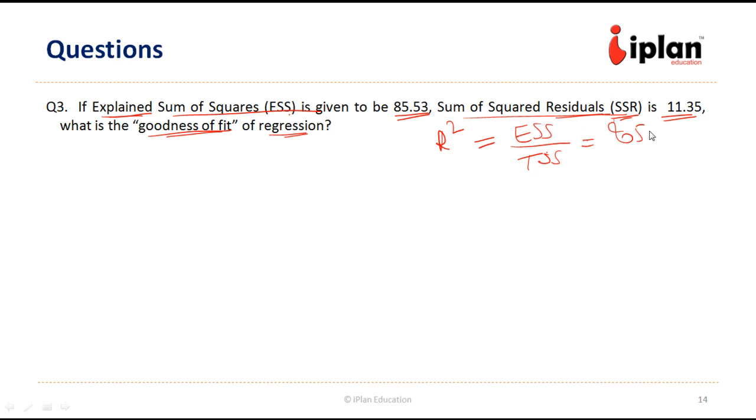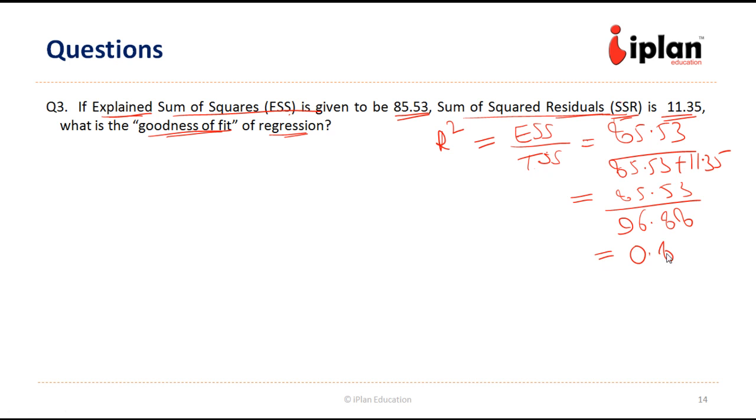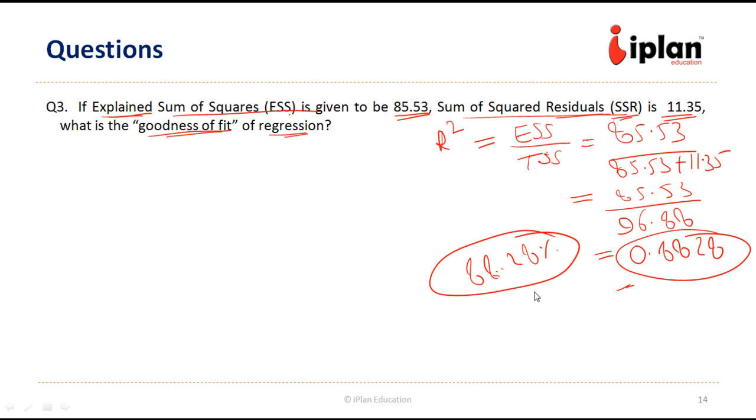ESS is given to be 85.53. Total sum of square will be summation of ESS and SSR, which is 85.53 plus 11.35. So it will be 85.53 divided by 96.88. So what do we get? 0.8828. So this is what our R square should be, or we can say 88.28% of the variation in the dependent variable can be explained by independent variable in this linear regression. Let us look at the options given. So 0.8828, C is the right option here.